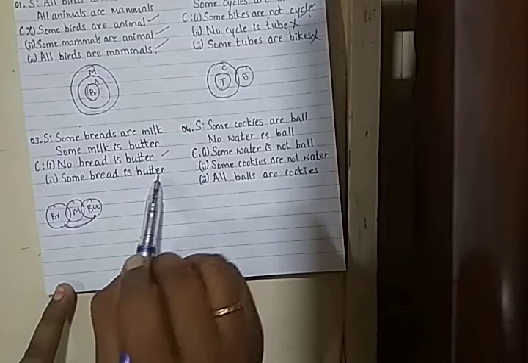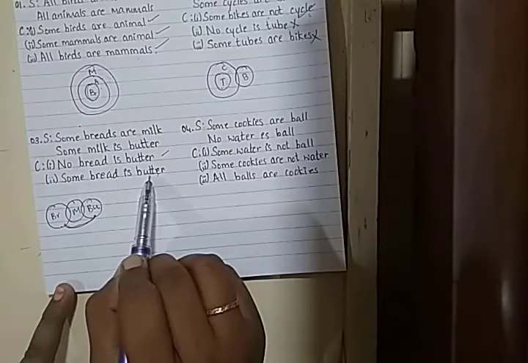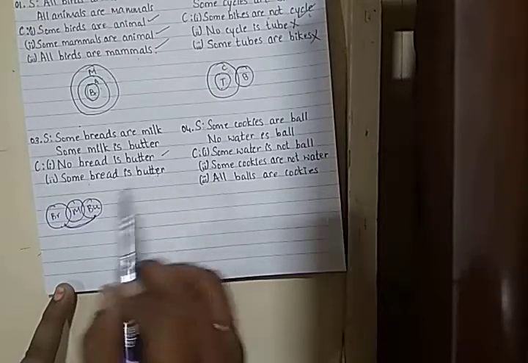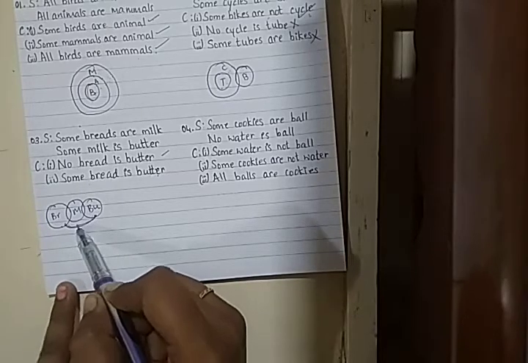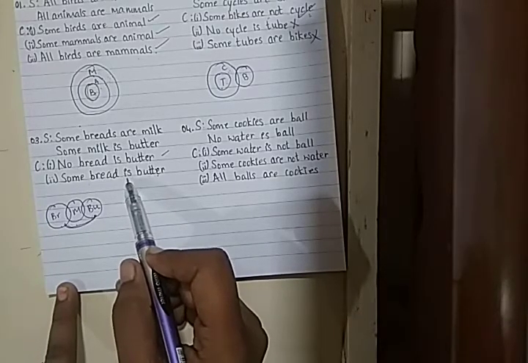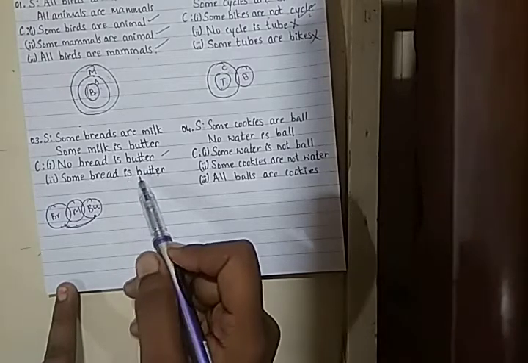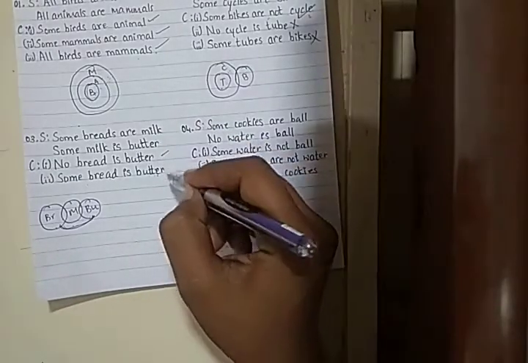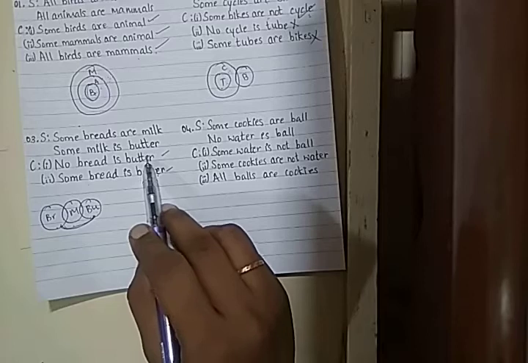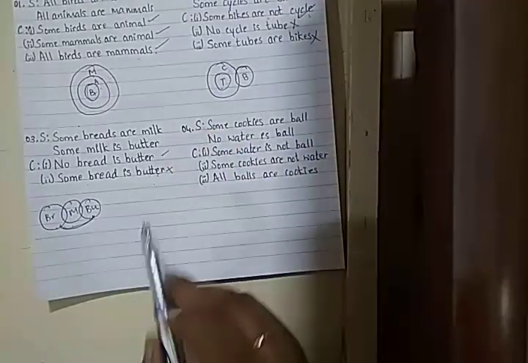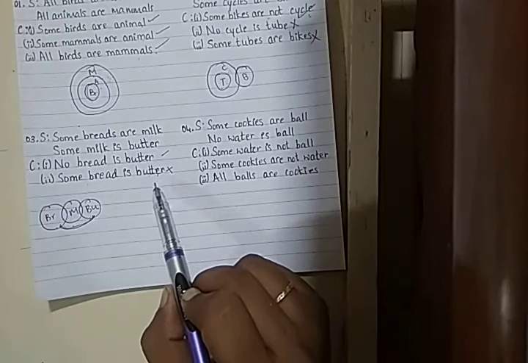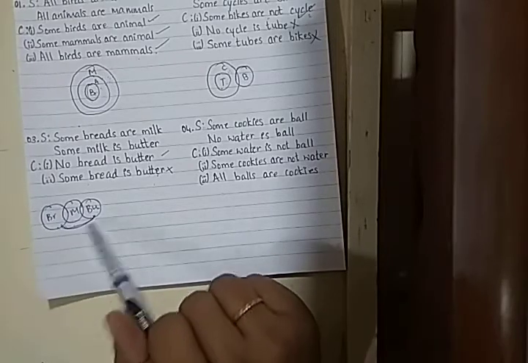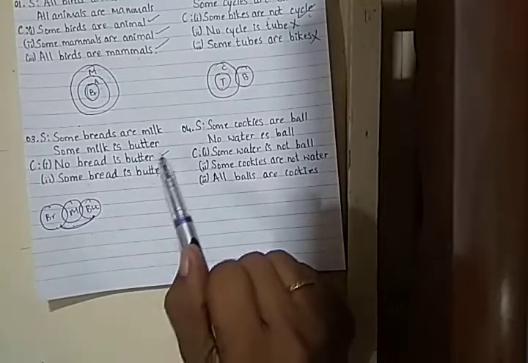Some bread is butter. Here this can't be defined because it is not defined, as between some A and C there is no direct connection. We can't define it. So either this may be correct or this may be correct. This will be the correct answer for this question because there is no connection made here.